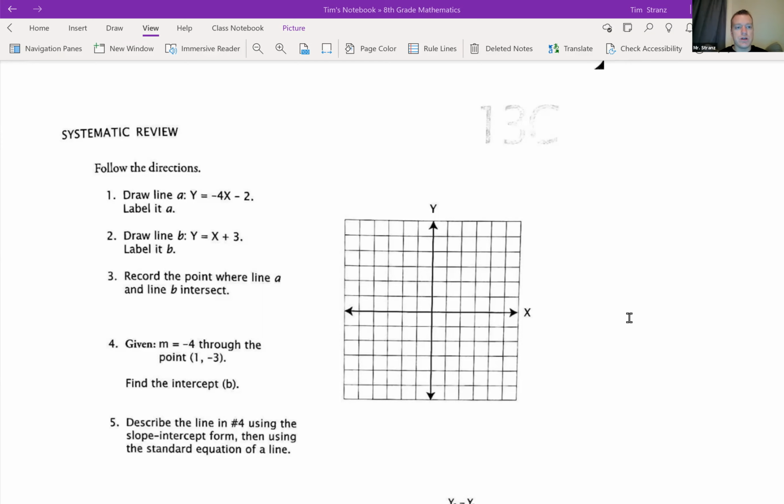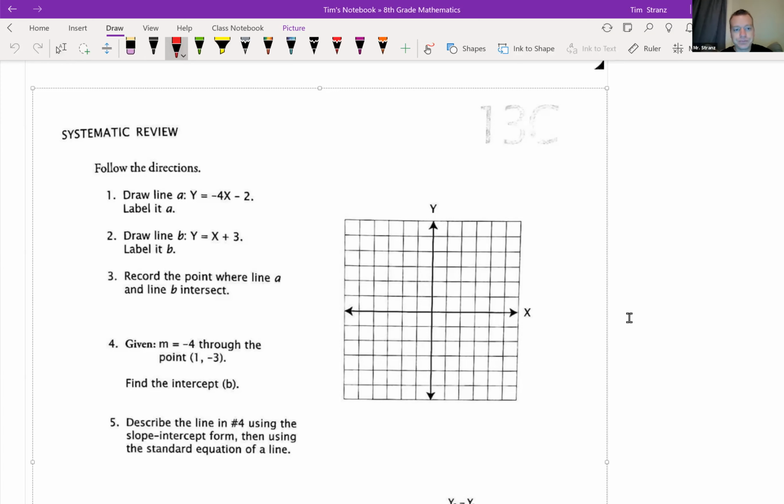All right, so we're going to start here with number 1. It says draw line A, and it's telling us that line A is y equals negative 4x minus 2, and then we need to label it A. I'm going to draw this line in red.